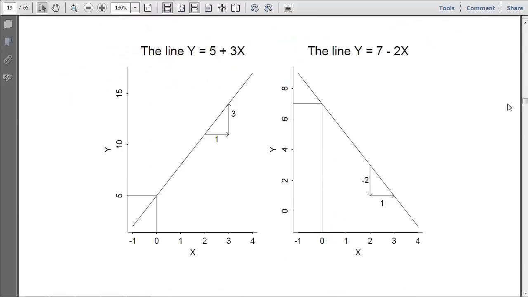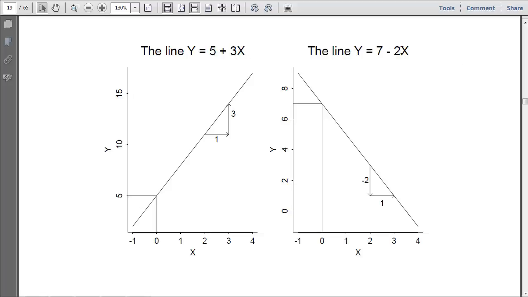So let's scroll down and take a look at two equations. Here is one equation. In this case, if we set x equal to 0, then y equals 5. So when x equals 0, y equals 5. That's the y-intercept. And then we have 3 times x. That is, for every unit increase in x, we expect y to increase by 3 units.